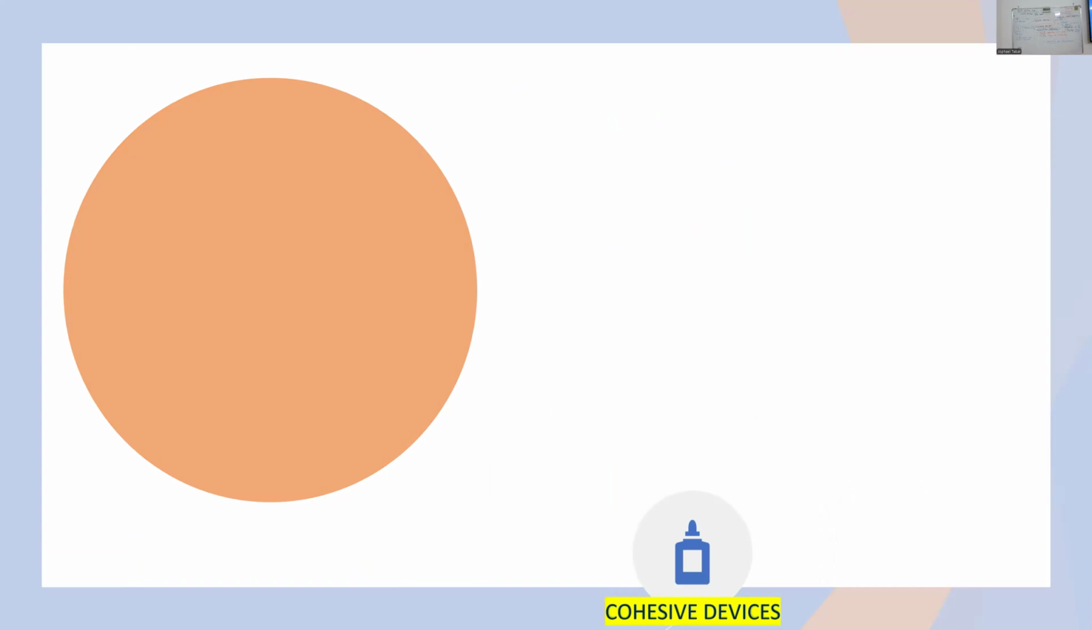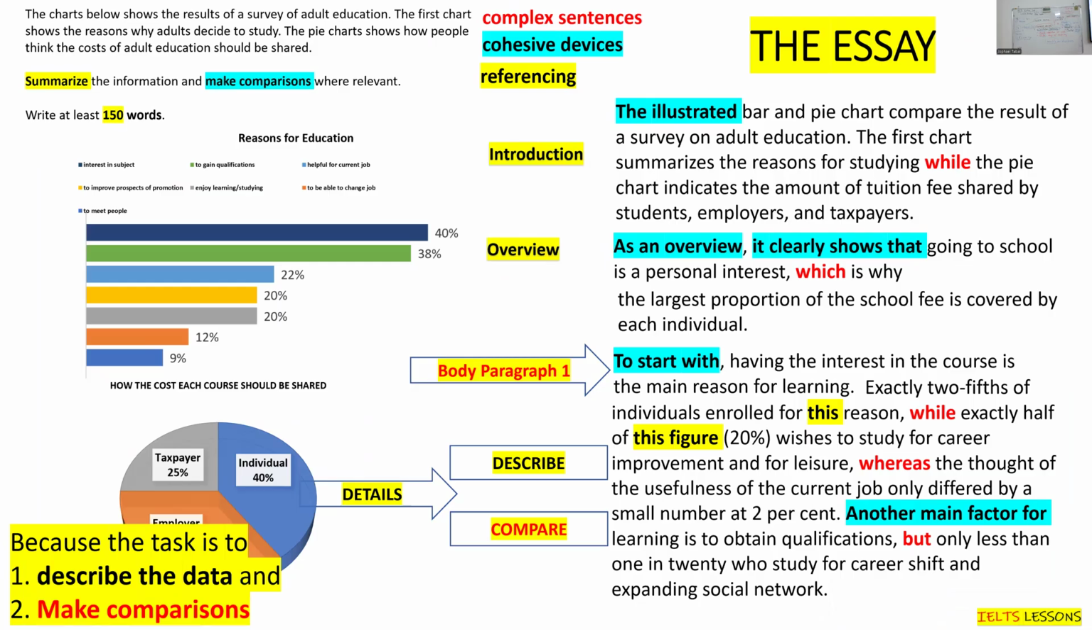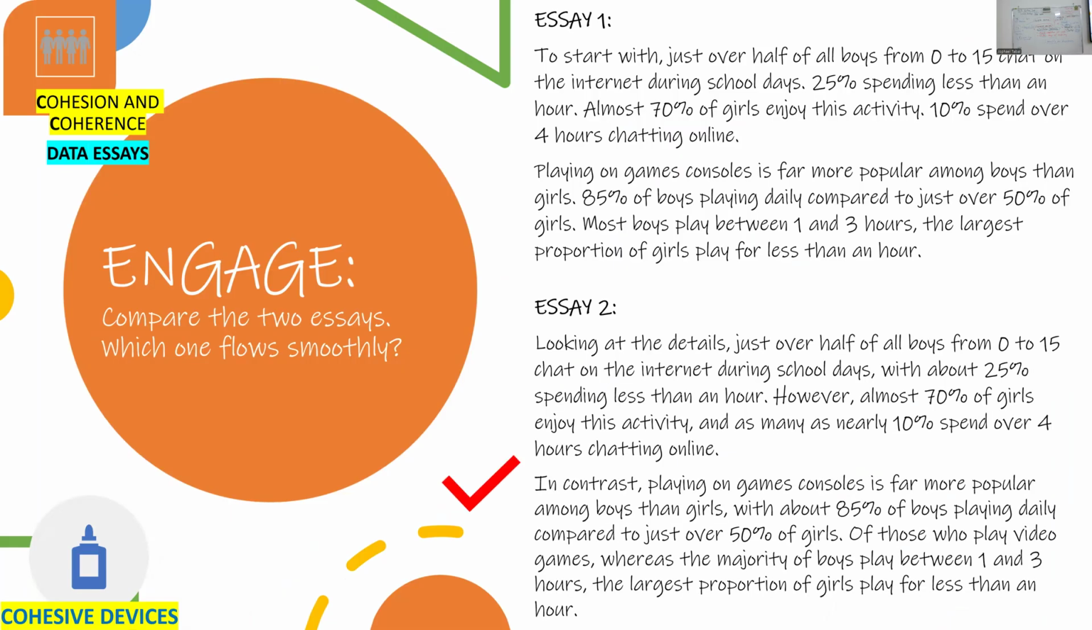So if you check these two essays here, essay number 2 effectively uses cohesive devices. So we have, for example, in contrast, however, whereas, so we couldn't find here any transition words that add information and describe the stages or process or steps.